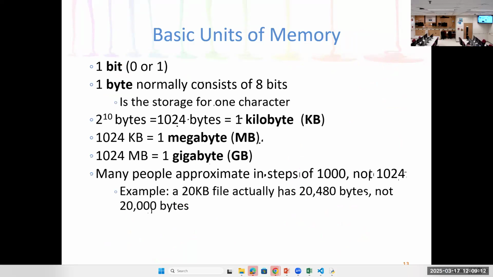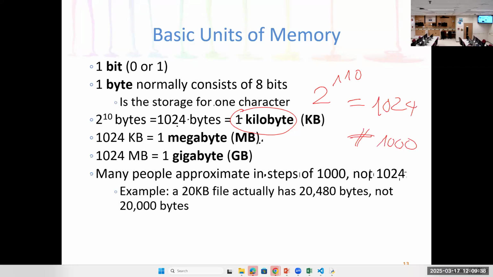And you have some units normally used nowadays, such as the kilobyte. Now, you mentioned kilo. Kilo means 1,000. But in the case you work with the unit of memory, it's not exactly 1,000. Actually, it is 2 raised to the power 10. So 2 raised to the power 10 is 1,024, not 1,000.